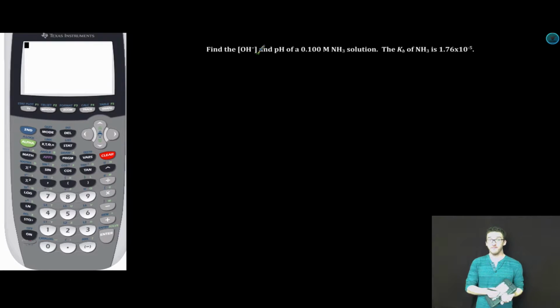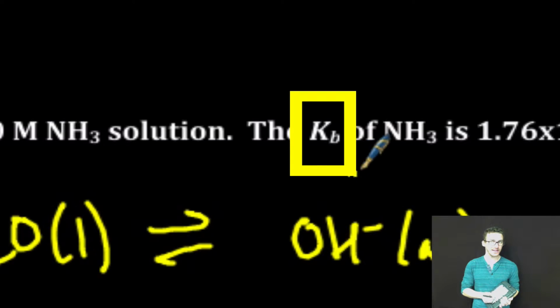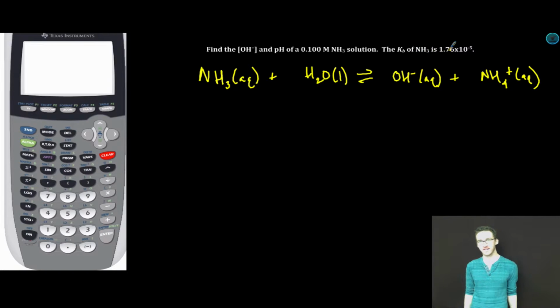Gets him every time. Find the hydroxide ion concentration and pH of a 0.100 molar ammonia solution. The Kb of ammonia is 1.76 times 10 to the minus 5. First thing I'm going to do, I'm going to write out my equation for ammonia in water. Recognize here that ammonia is acting as a weak base. One, we're told that the Kb of ammonia is 1.76 times 10 to the minus 5. And two, ammonia is just one of those things that you should know at this point is a weak base.